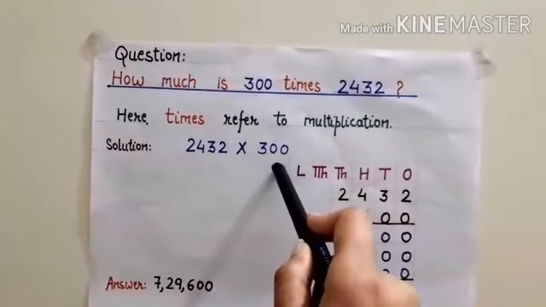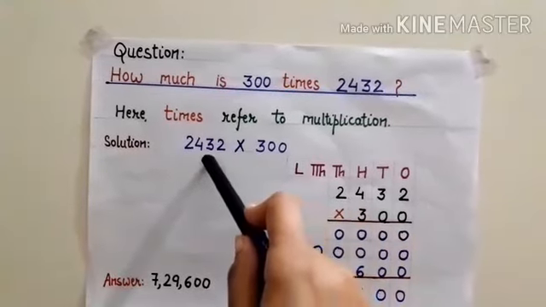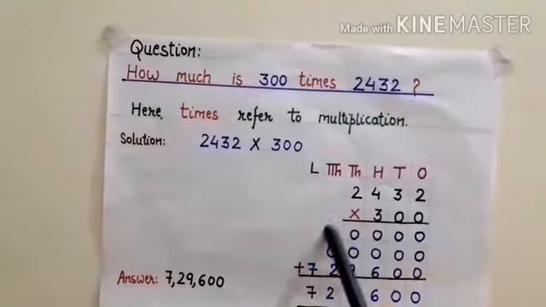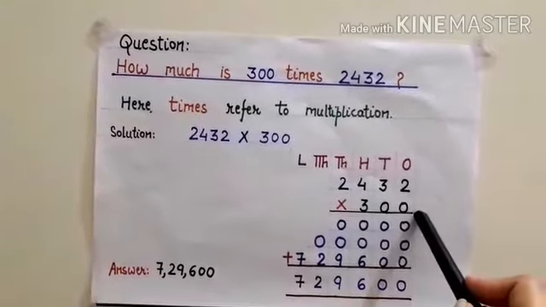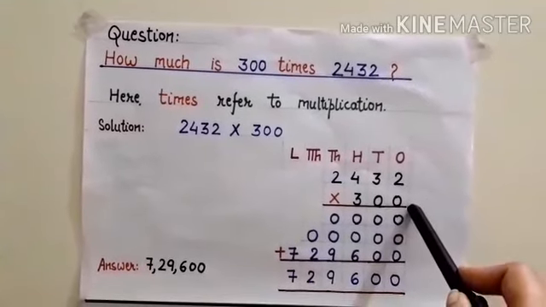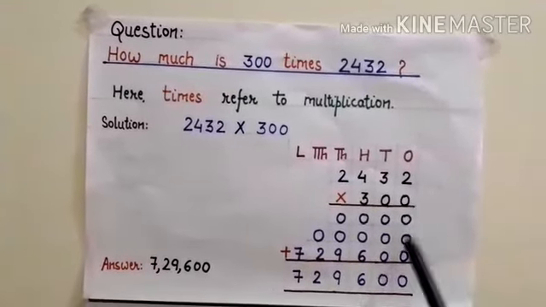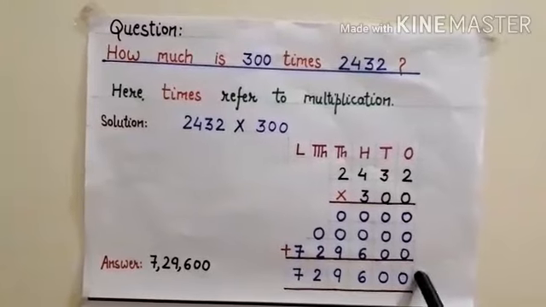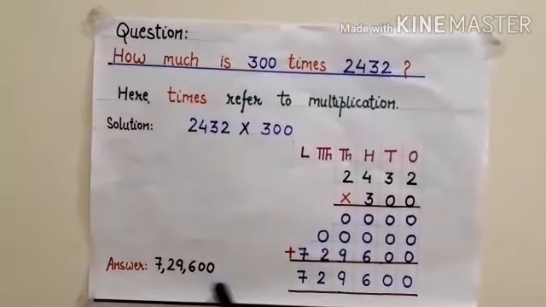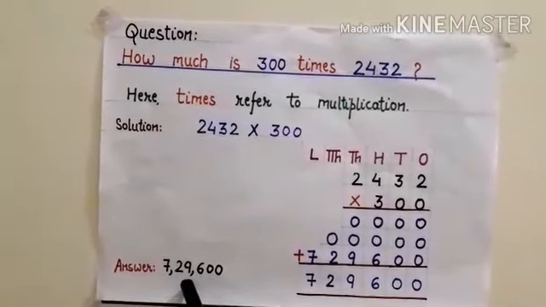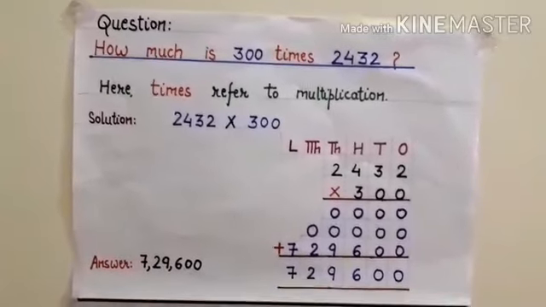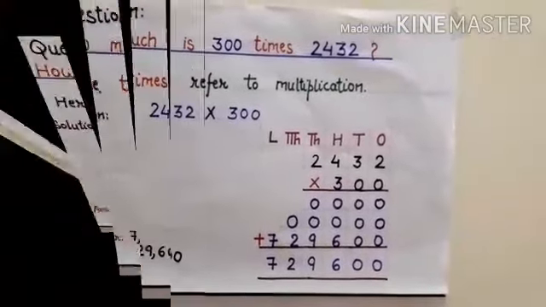After figuring out this thing, just copy down the digits according to the place value, and you all know how to multiply by a 3-digit number. So after multiplying this you get your final answer. So this will be your final answer, 7,29,600. So like this you can do many more questions from the book.